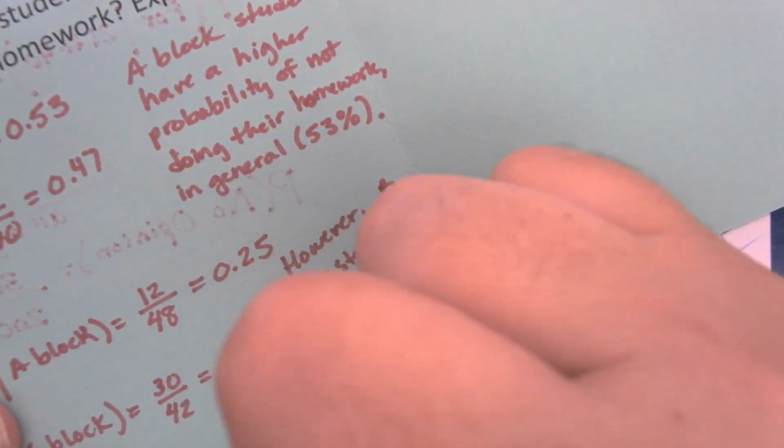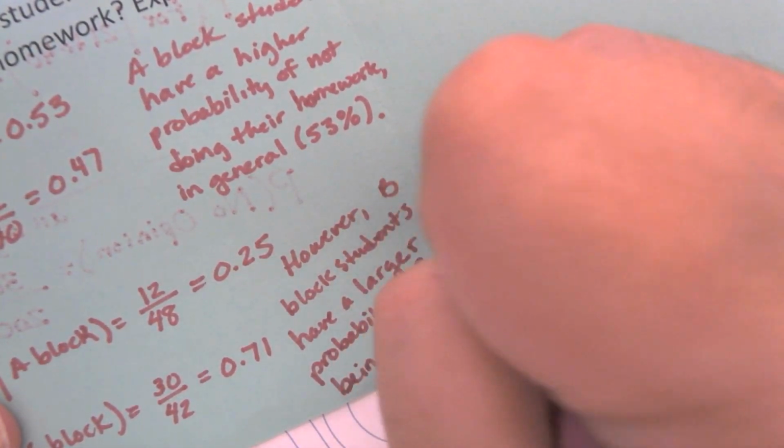So I'm going to say, however, B block students have a larger probability of being repeat offenders. And that was 71%.